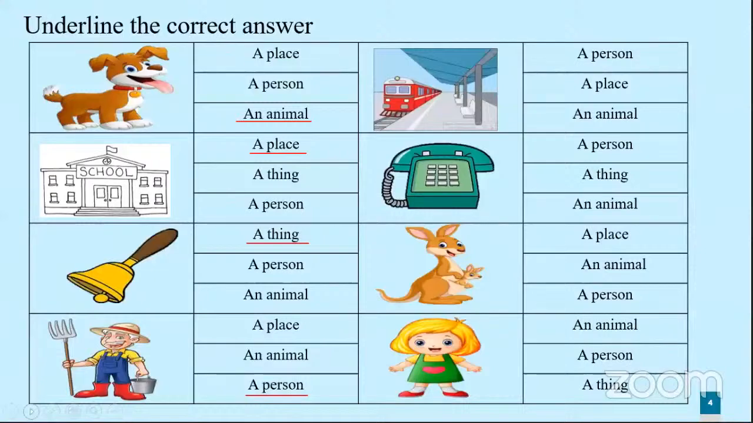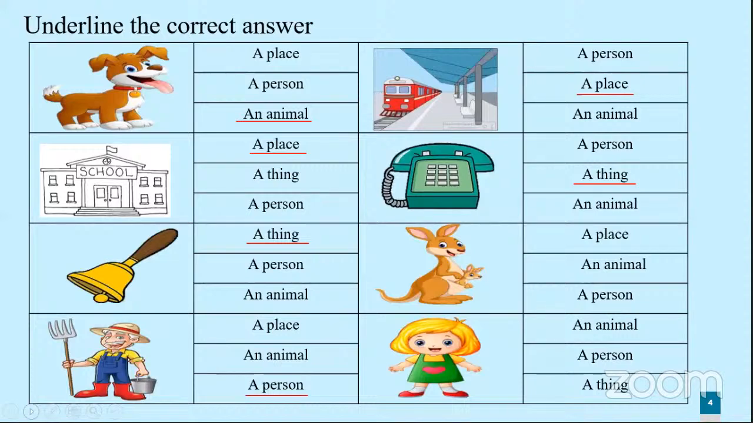And the next one, you can see a picture of a train and a station. So this is a picture of a railway station. So it's a place. The next picture, there is a telephone. We know that it's not a person or an animal. So it's a thing. The answer is a thing.